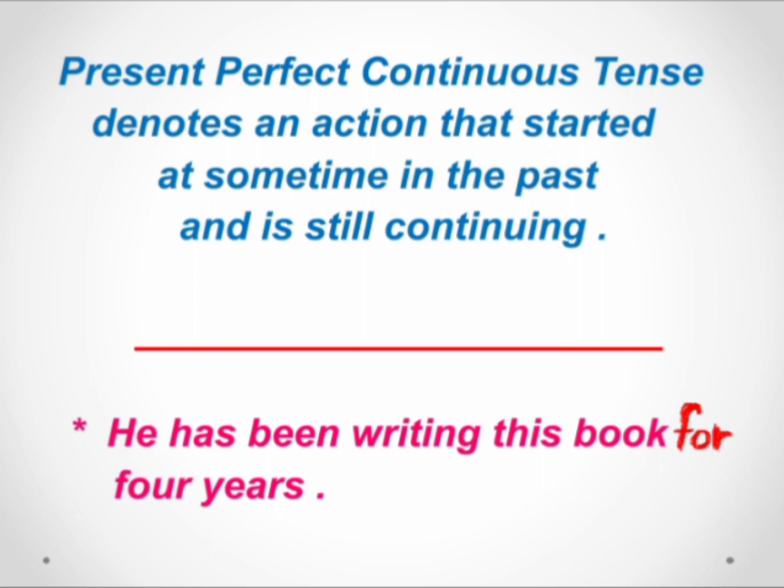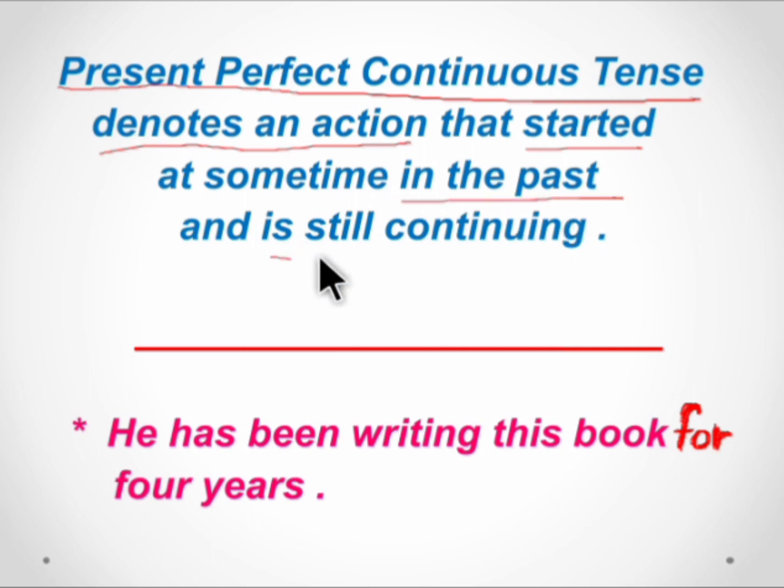Present perfect continuous tense denotes an action that started at some time in the past and is still continuing. That is, an action started in the past. Now it is present. But the action that started in the past is still continuing. This is present perfect continuous tense. This will be better to understand if we get an example and a timeline.